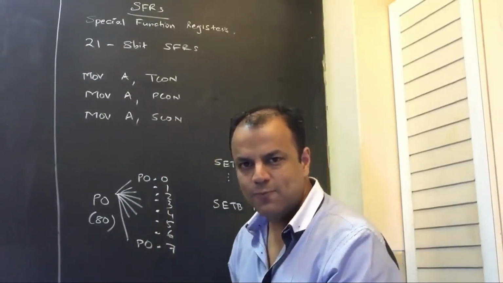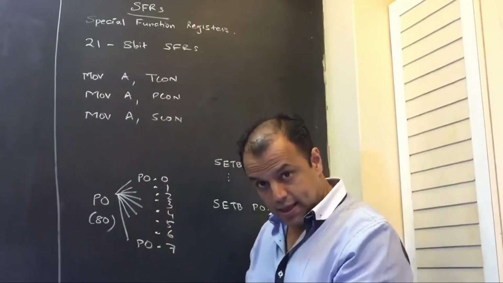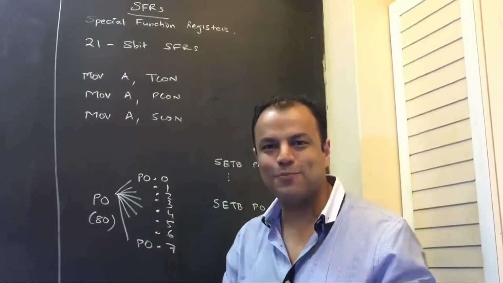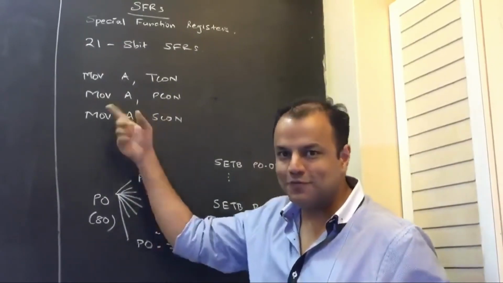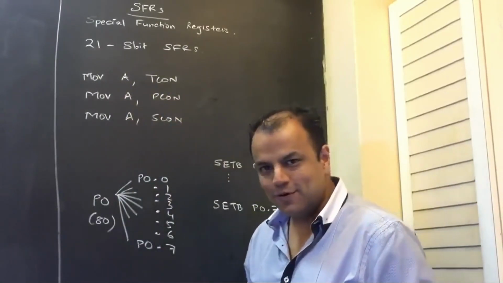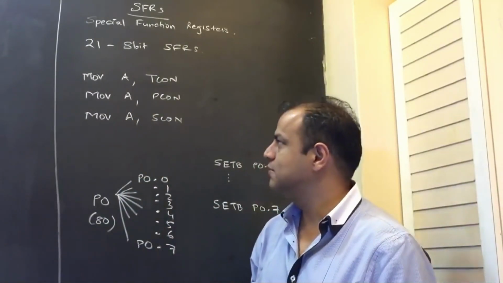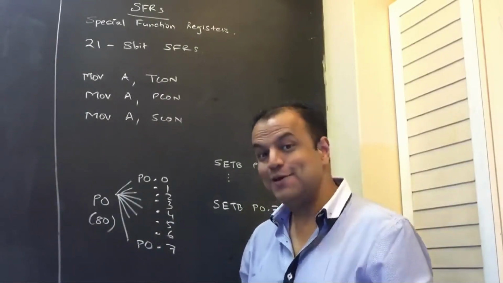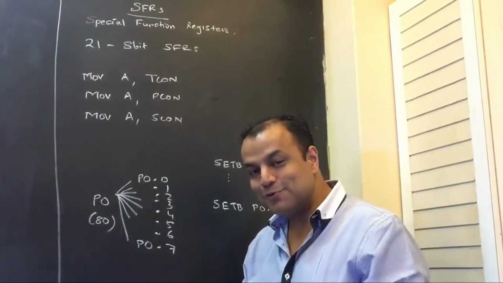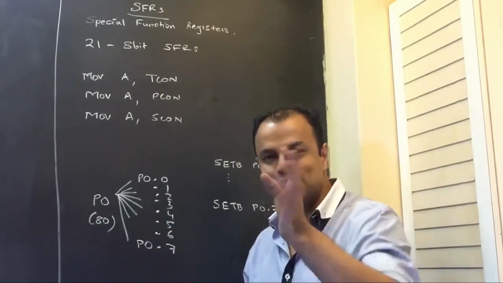Like this, since there are 21 SFRs, there will be numerous instructions like this. Every register causes a different opcode. You know what an opcode is, the binary code of the instruction. There will be an opcode for MOV A, TCON. There will be an opcode for MOV A, PCON. An opcode for MOV A, SCON. That means there will be 21 opcodes, because there are 21 SFRs. 21 opcodes for move, 21 opcodes for add, 21 opcodes for subtract. Like this, you will run out of opcodes. There aren't so many opcodes that you keep giving 21 opcodes to every instruction.